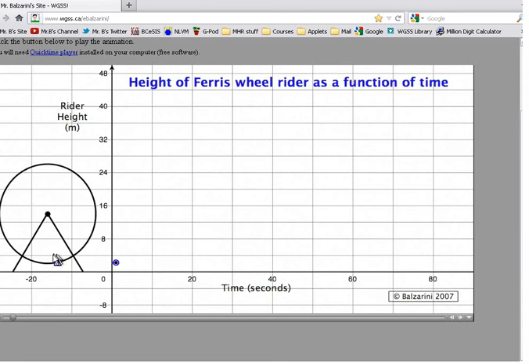Okay, this is a graph of somebody going around a Ferris wheel, and by somebody I mean a dot inside of a square. This is a dot inside of a square going around a Ferris wheel. It's a very exciting looking Ferris wheel. It is a circle and a triangle.